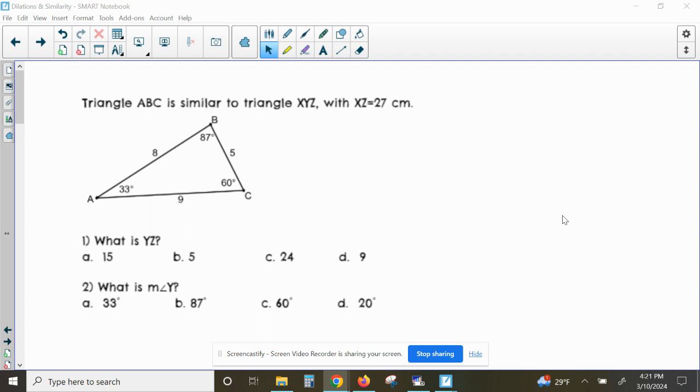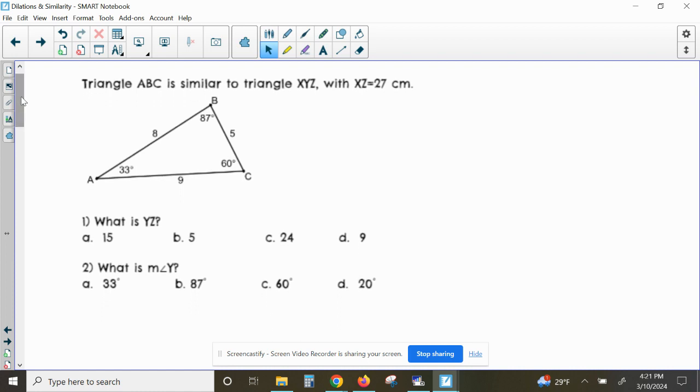This is review of similarity and dilations. So we have the first question here. It says triangle ABC is similar to triangle XYZ, and XZ is 27 centimeters. So we're given a picture of ABC.